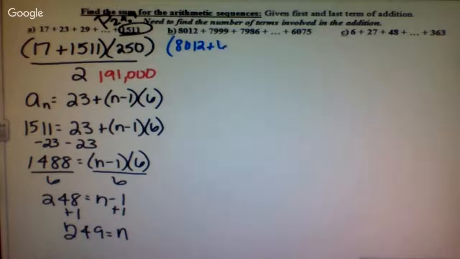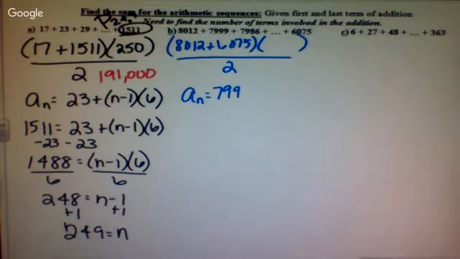Okay, so B, they tell me the first number in my series is 8,012. My last number in my series is 6,075. It's going down. Okay, so A sub n equals 7,999 plus n minus 1 times d, and it's going down. So what is my d value? Negative 13.